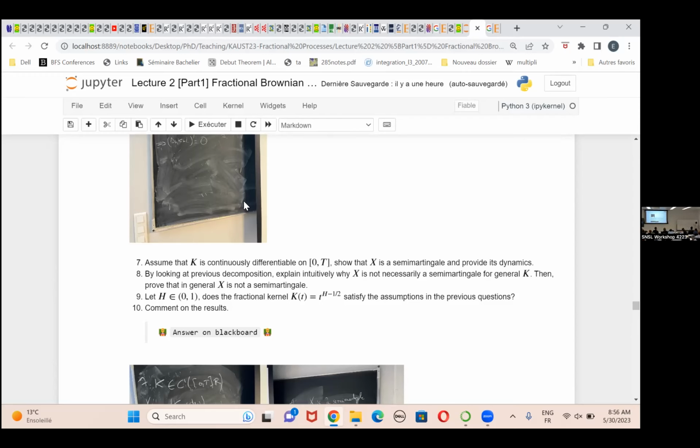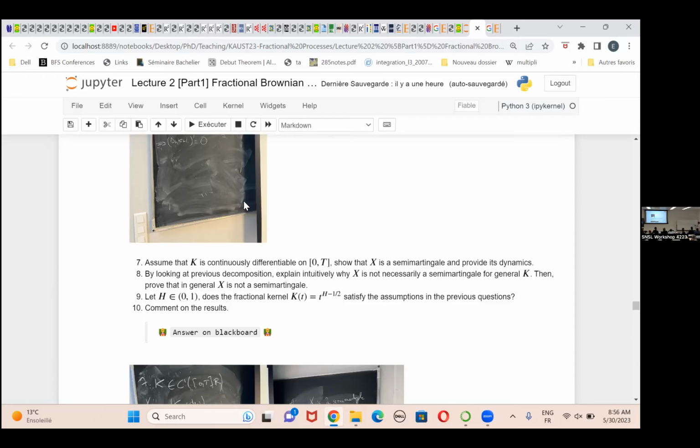So let's restrict to the case K(t) equal t to the power H minus 1/2 for some H between 0 and 1. This is the kernel that appears for the fractional Brownian motion, or the Riemann-Liouville fractional Brownian motion, if you will. Now obviously this kernel, except for the case H equal 1/2, where you get K(t) equal 1, is not C1. So of course I cannot apply this, but let's assume I can. Maybe you can shift the singularity of the kernel by some epsilon and write the semi-martingale decomposition.